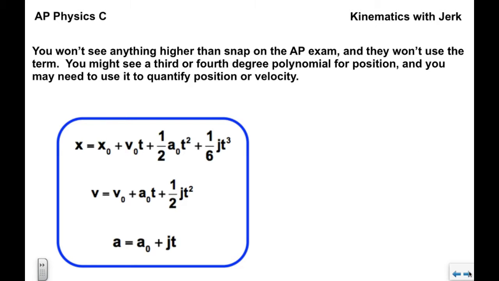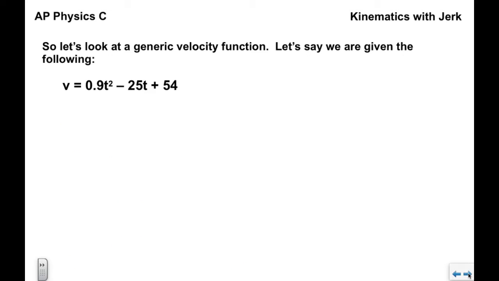You won't see anything higher than snap on the AP exam, and they won't use that term for it because it's not universally accepted. You might see a third or fourth degree polynomial for position, and you may need to use it to quantify position or velocity or acceleration. But they won't use those terms to refer to the higher order derivatives.